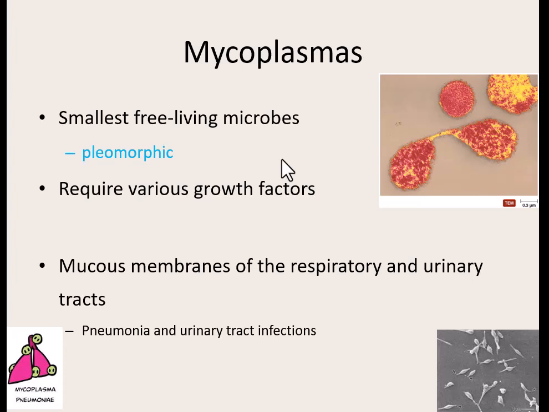And so they are pleomorphic, which means they can vary in their shape. They don't have a nice thick cell wall that gives them a shape. So some might be a little more round, and some are more rod or kind of a coccobacillus shape. It usually requires some different growth factors. They're kind of picky on how to grow them. In us, we usually find them in the respiratory tract and the urinary tract. They are not top causes, but they can cause pneumonia if it gets into the respiratory tract, and urinary tract infections.